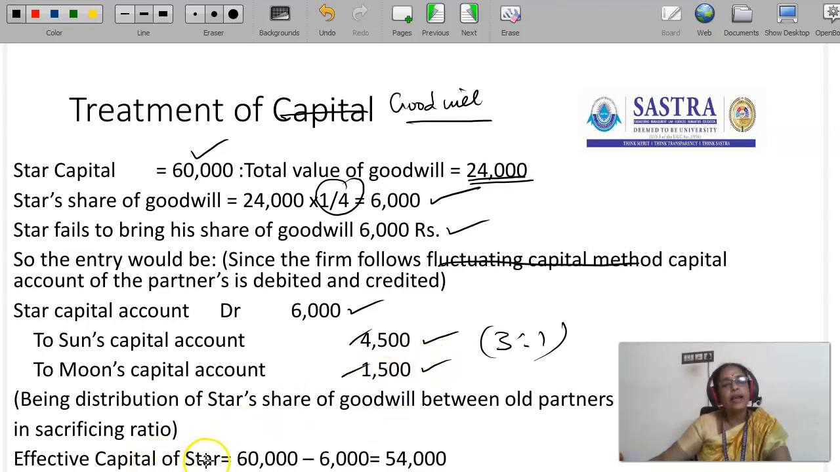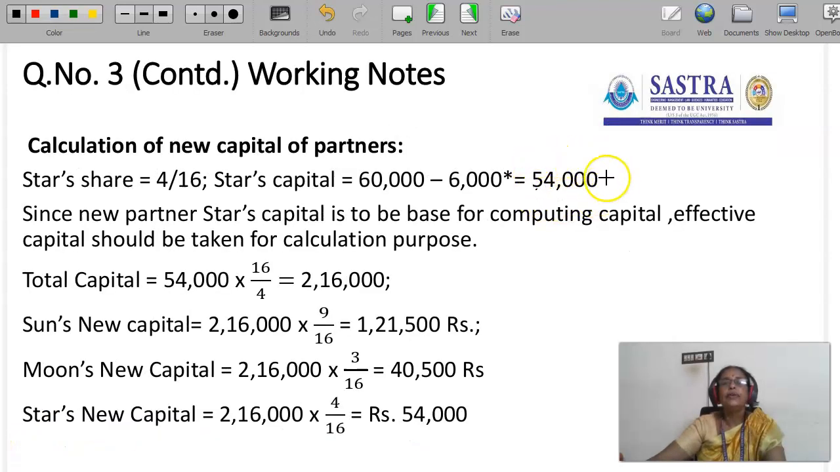So what is the effective capital of Star? He brought 60,000, but he failed to pay 6,000 rupees for goodwill, and so we have to debit 6,000 rupees from his capital account. If we deduct 6,000 from 60,000, we will get 54,000. This should be the effective capital of the new partner. The effective capital of the new partner should be considered while calculating the adjusted capital.